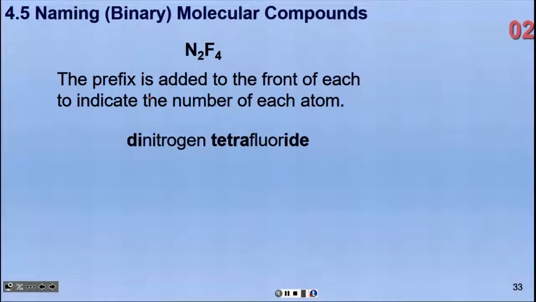So in a general sense, you have to add a prefix to the front of each element name to tell the number of each atom. So in the case of N2F4, you're going to have a prefix that tells us there's 2 nitrogens in the compound, and 4 is tetra, 4 fluorine in the compound. 2 words. The second one ends in IDE because it's the more negative, more anion-like, and just like we did with ionic compounds, anions were going to be simple ones, named with IDE endings. Very related, but in this case, we know it's covalent because these are 2 nonmetals. Nonmetals are going to make covalent compounds.